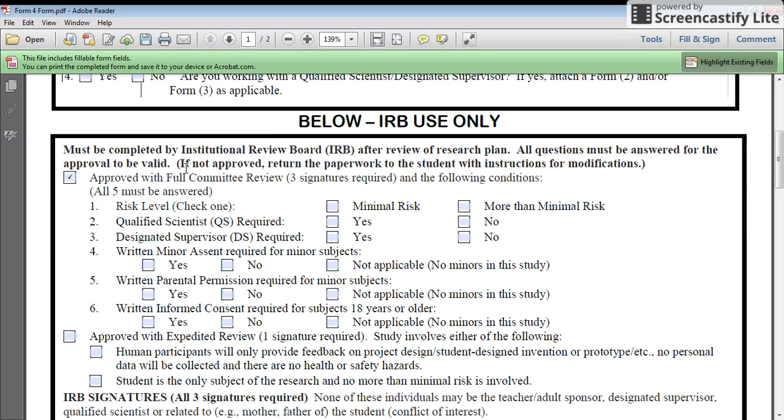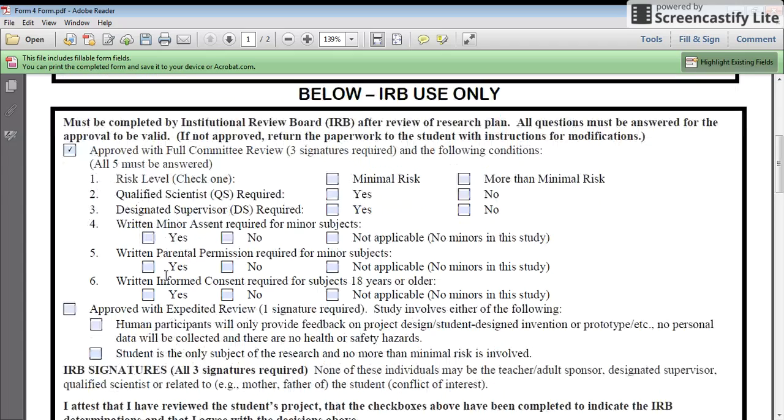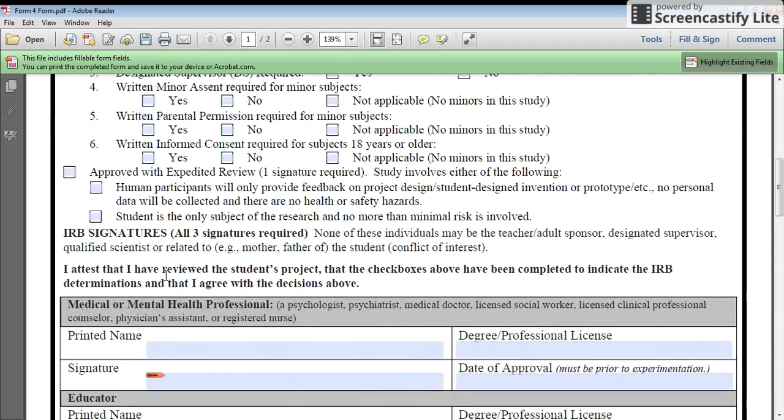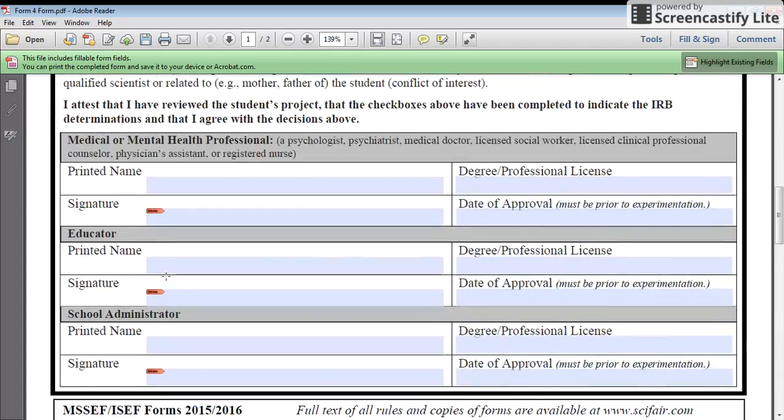This section here is for the Institutional Review Board use only. The student does not need to complete any of this. But this is all of the work that will be completed prior to the student's experimentation, and this is why the student must submit this by December 18th to the Boston Public Schools Science Department.